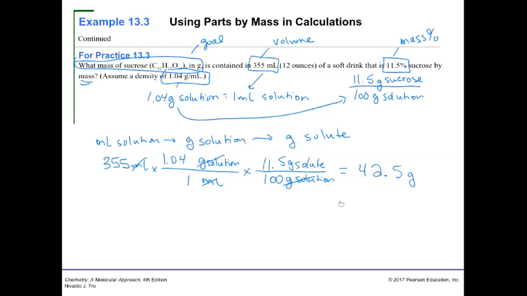Our solute was sucrose. So notice for this, we actually did not need to use the periodic table or the molar mass at all. A lot of times I see students just trying to use it for every single one, but it's not always necessary. You have to look at your goal units and look at your starting units and find a way to connect them.